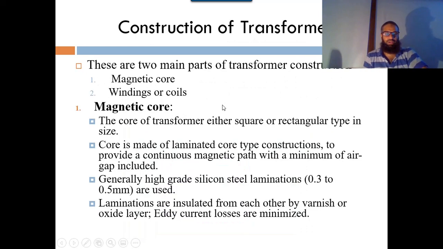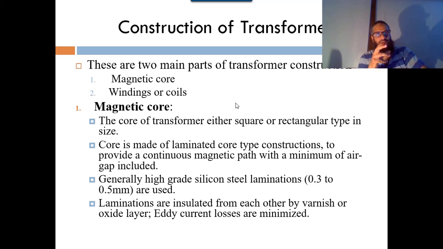So from the construction point of view, we have two major parts of the transformer. One is the magnetic core and the second one is the winding. The purpose of the magnetic core is to transfer the magnetic flux from the primary side to the secondary side.